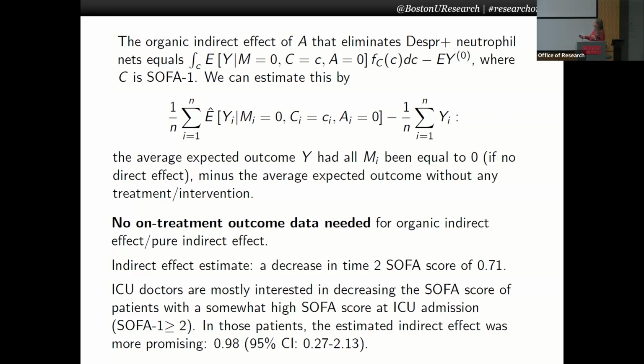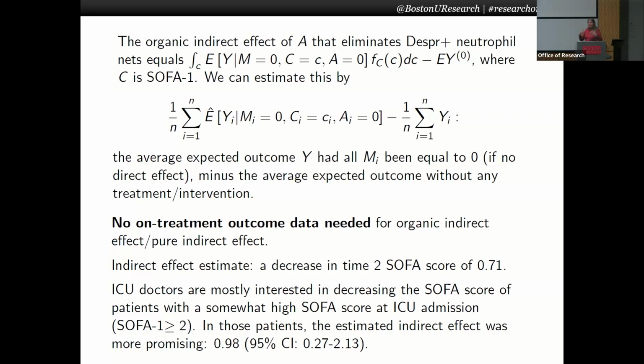So the indirect effect estimate was a decrease in the SOFA score at ICU discharge of 0.71. The doctors were most interested in people who came into the ICU with a SOFA score of at least 2, and there the result was more promising. It was almost a 1 point decrease in the SOFA score at ICU discharge. And this was something that was clinically very meaningful.